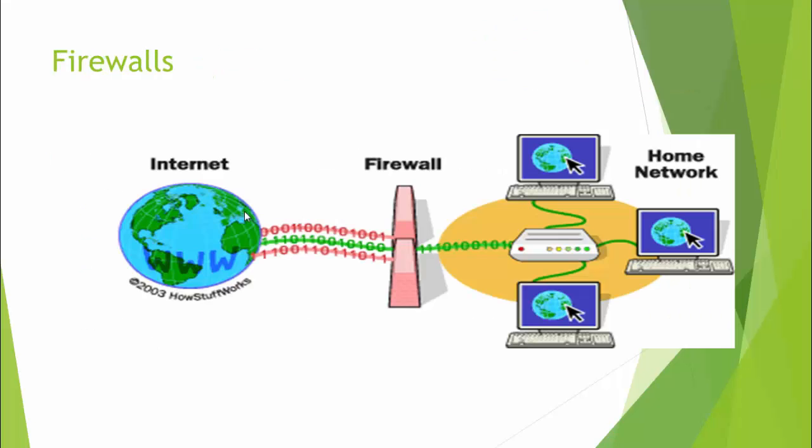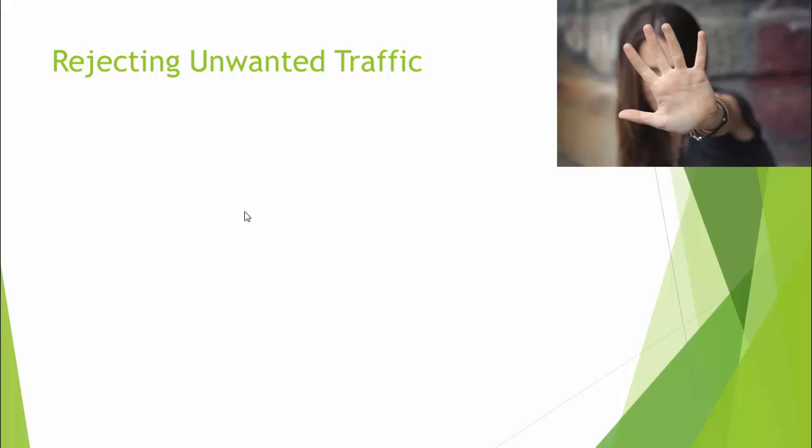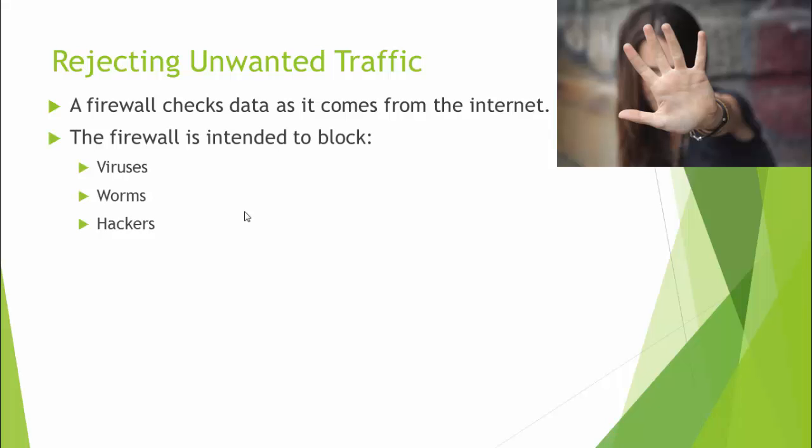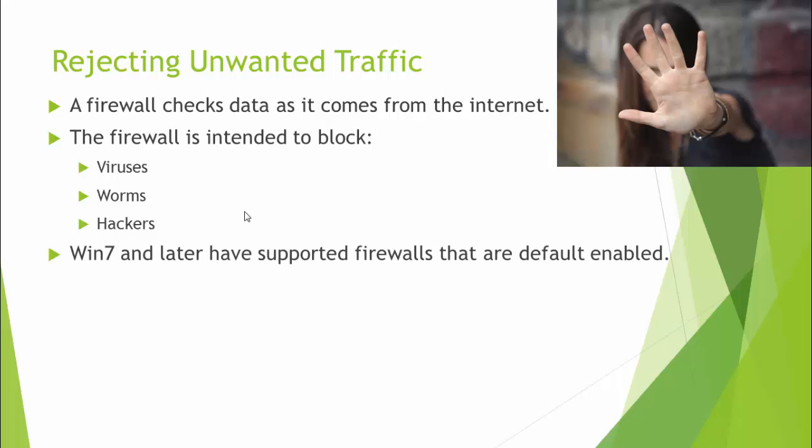Now, we should also talk about the idea of network traffic and controlling this. So a firewall will check data as it moves from the internet to your network. It'll check requests, it'll check data, and any downloads that you make. The firewall knows what typical viruses and worms look like, and it has a profile of hacker behavior. So it works to block all of these things from getting onto your network.